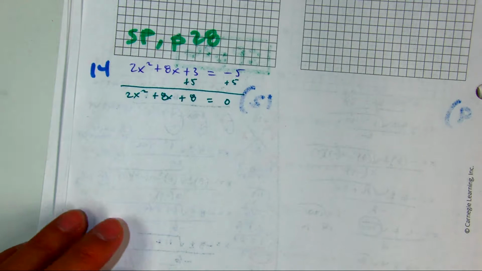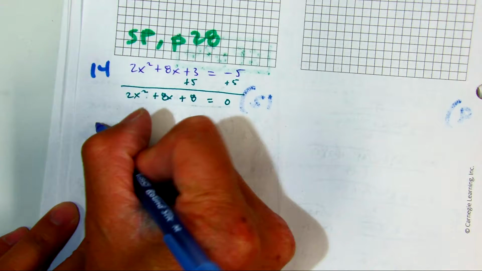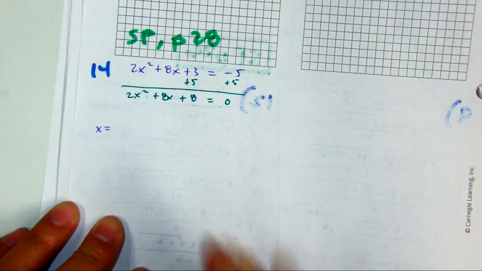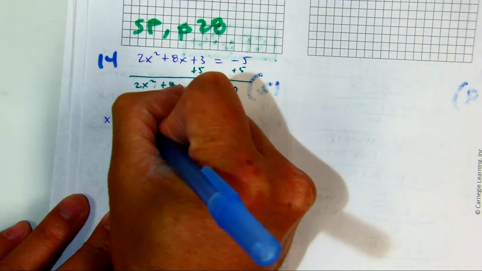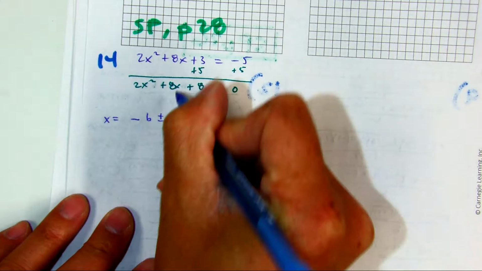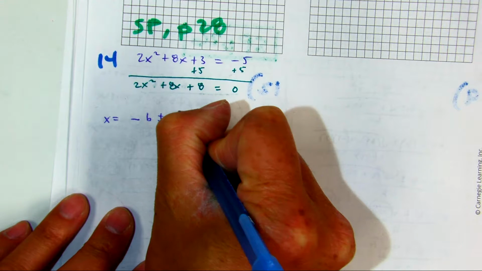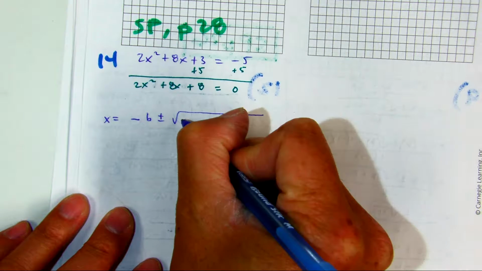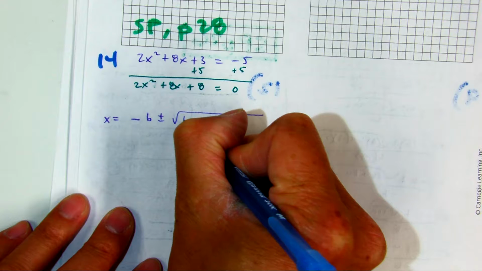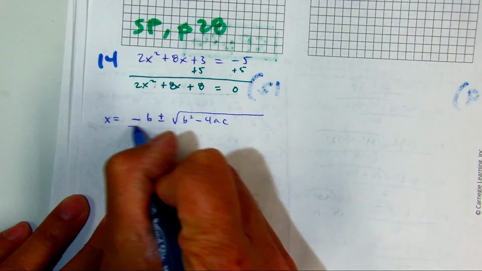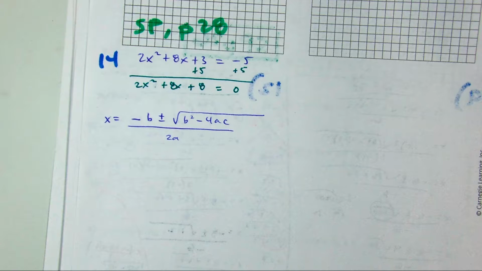She wanted to use the quadratic formula. Okay. Tell me the quadratic formula. x equals negative b plus or minus the square root of b squared minus 4ac, over 2a. Wrote down the formula.